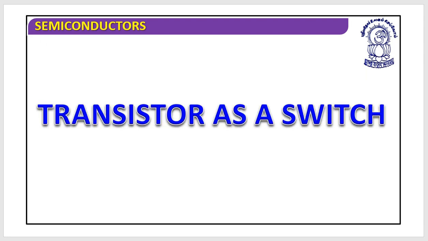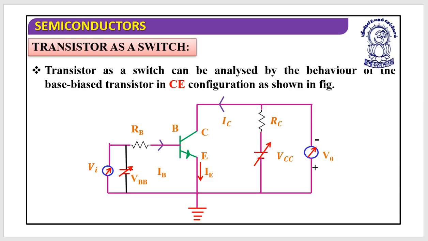Now let's look at the second function of a transistor, the transistor as a switch. The transistor as a switch can be analyzed by the behavior of the base-biased transistor in CE configuration as shown in the figure. You can see this is the common emitter configuration, and we have biased the transistor. This is the supply voltage, and that can be varied. This is the output voltage, and even that VCC could be varied. We are going to measure every voltage and every current, and we will come to the conclusion.